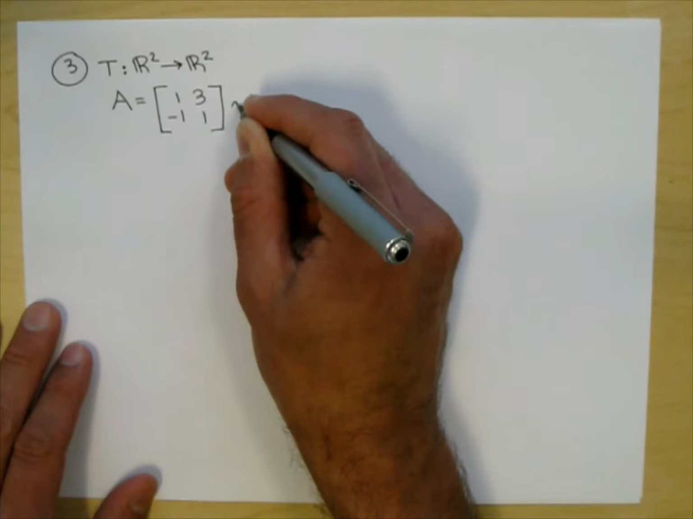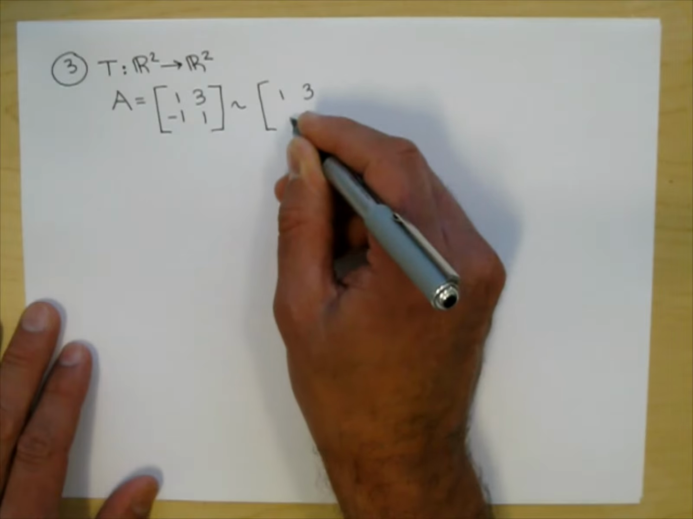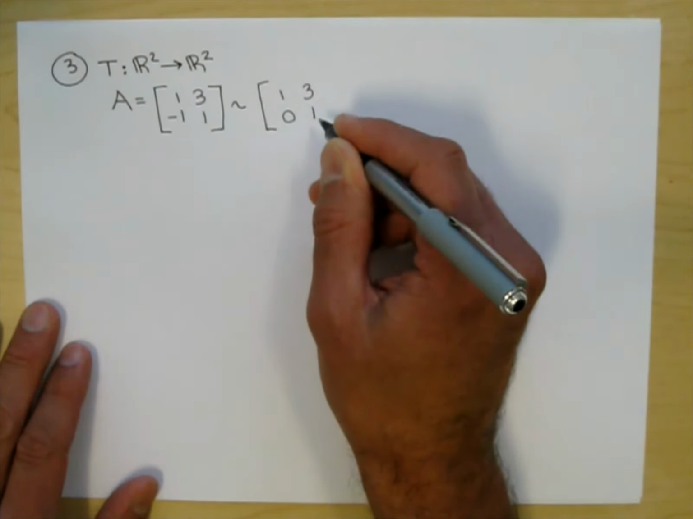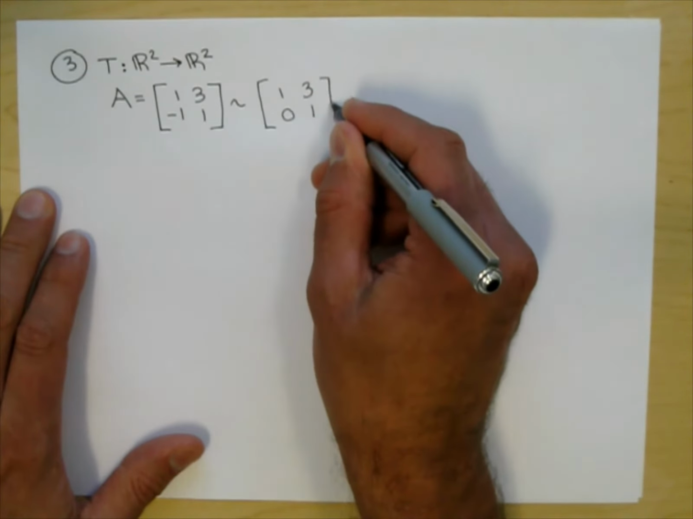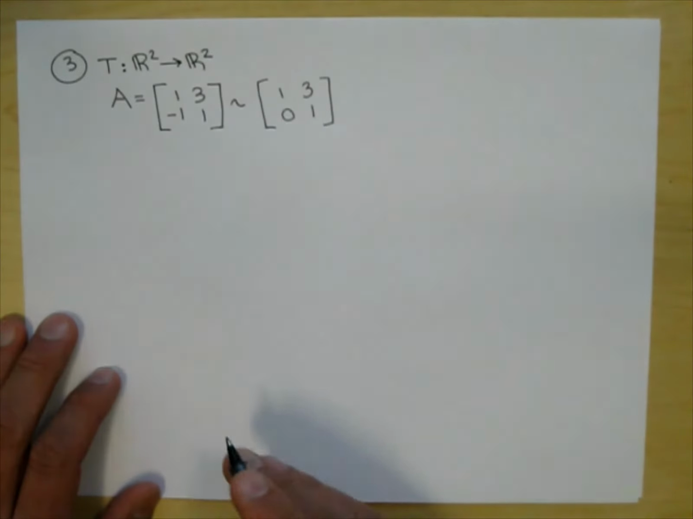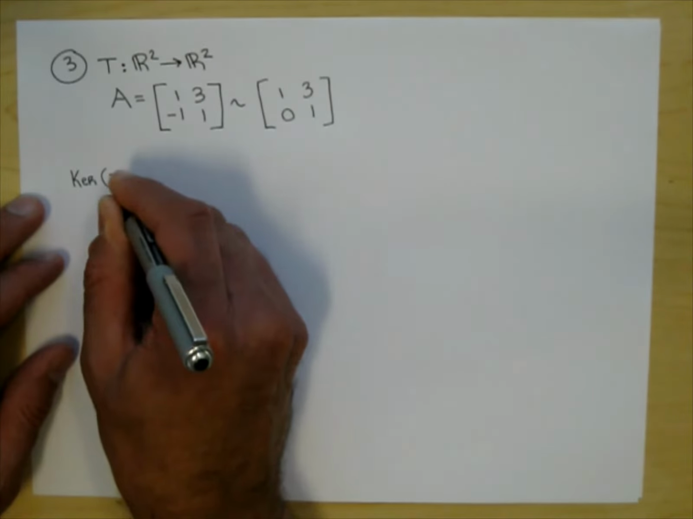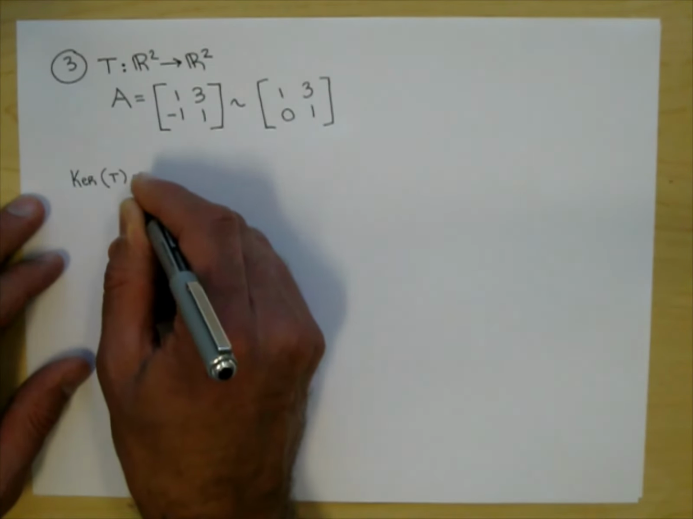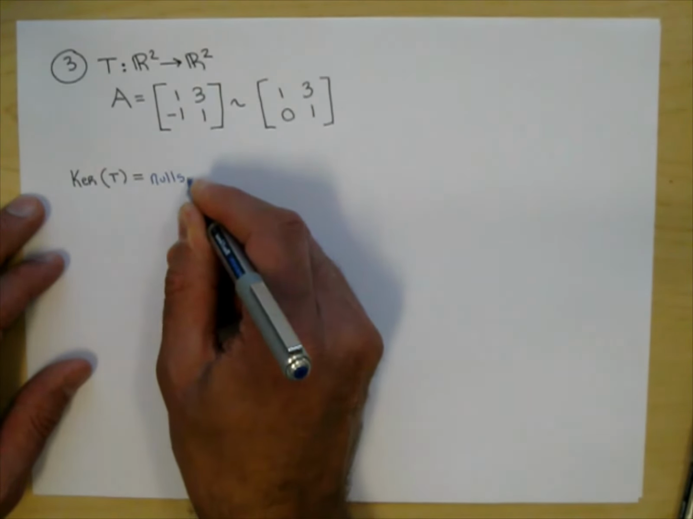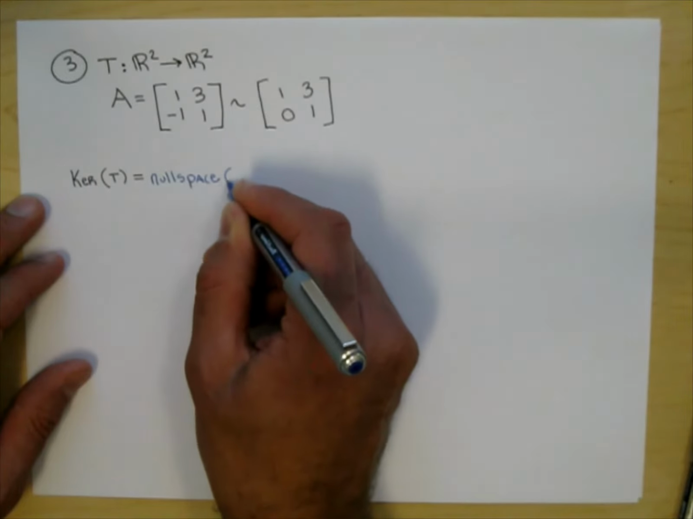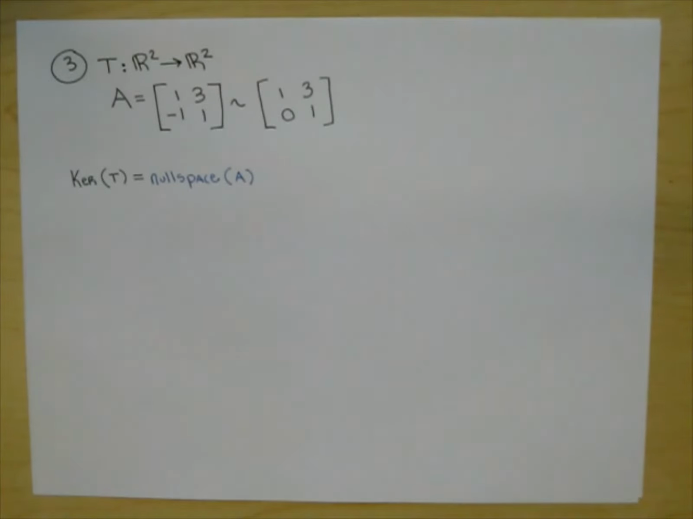This matrix gets reduced to 1, 3, 0, 1. So the first thing we're going to do is find the kernel. The kernel of this equals the null space of A. What is the null space of A?